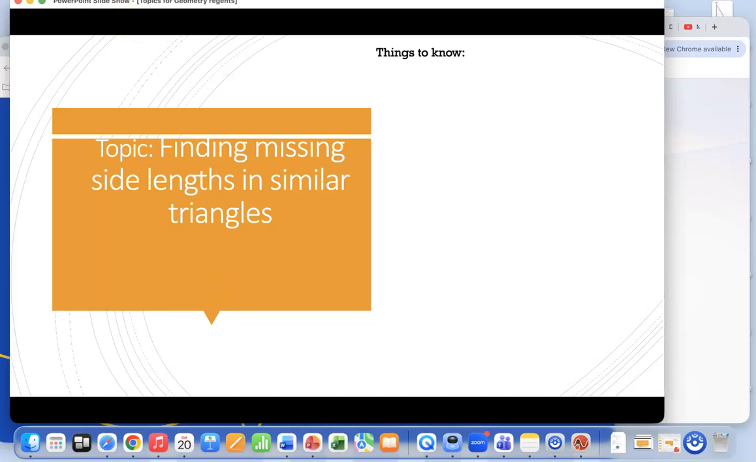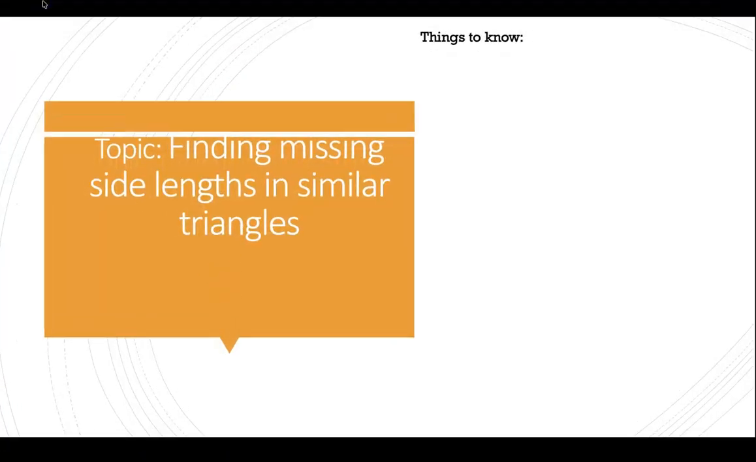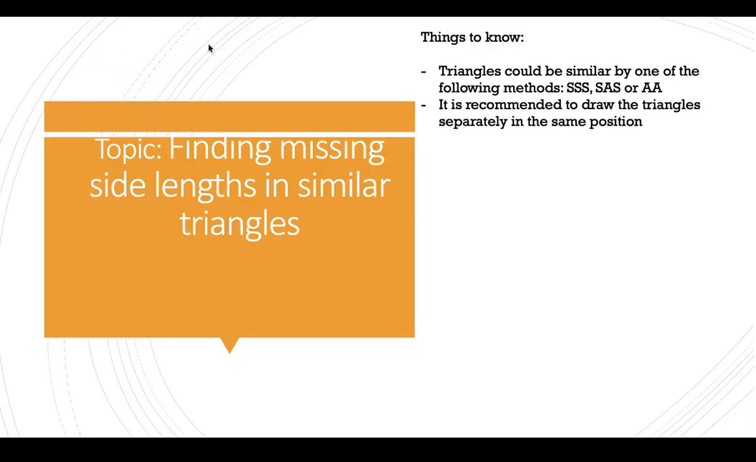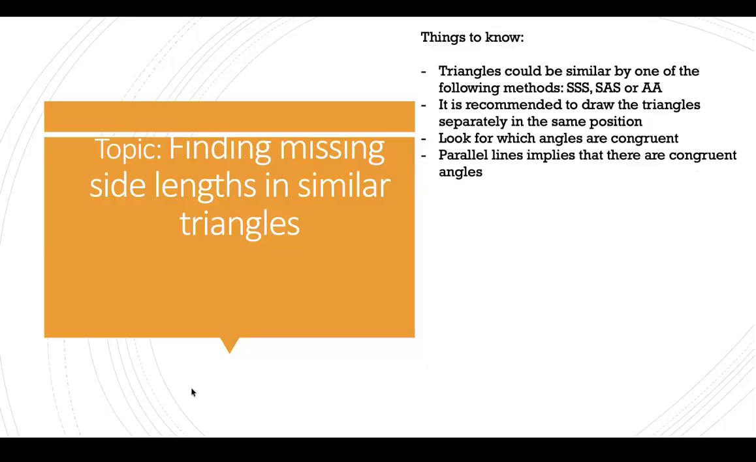First off, you should know if two triangles are similar, like, they're similar by either SSS, SAS, or angle, right? And now it is recommended to draw the triangle separately in the same position. It's not a requirement, but I think it's going to help. Look for which angles are congruent, right? And that's sometimes going to be embedded in the question. Parallel lines often is an indicator that there's a congruent angle somewhere. Perpendicular lines means that there's a 90-degree angle.